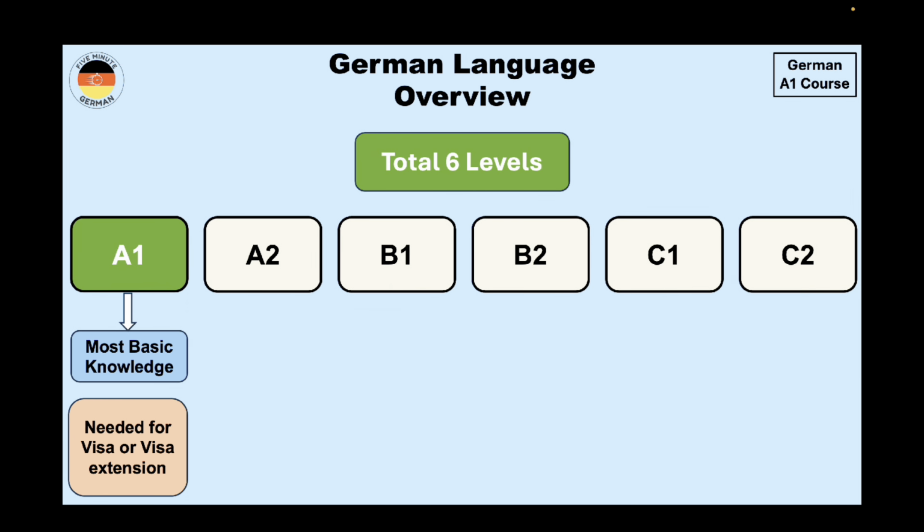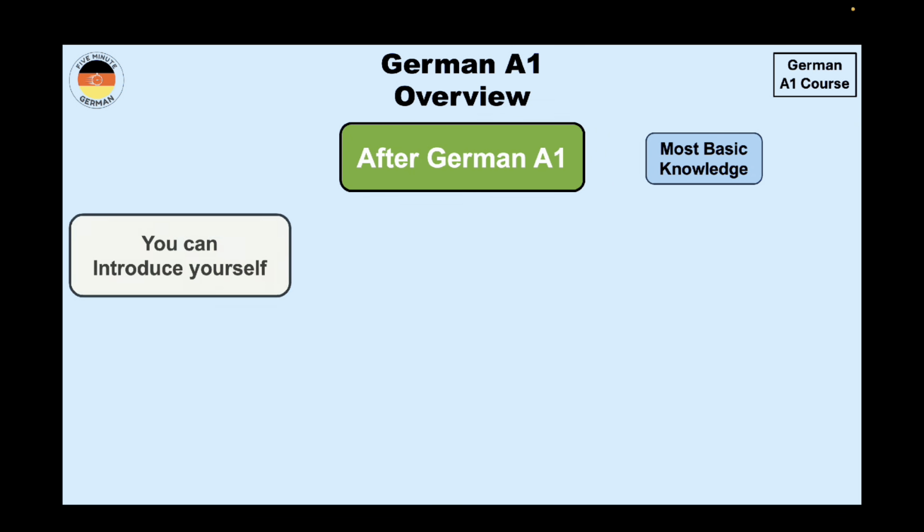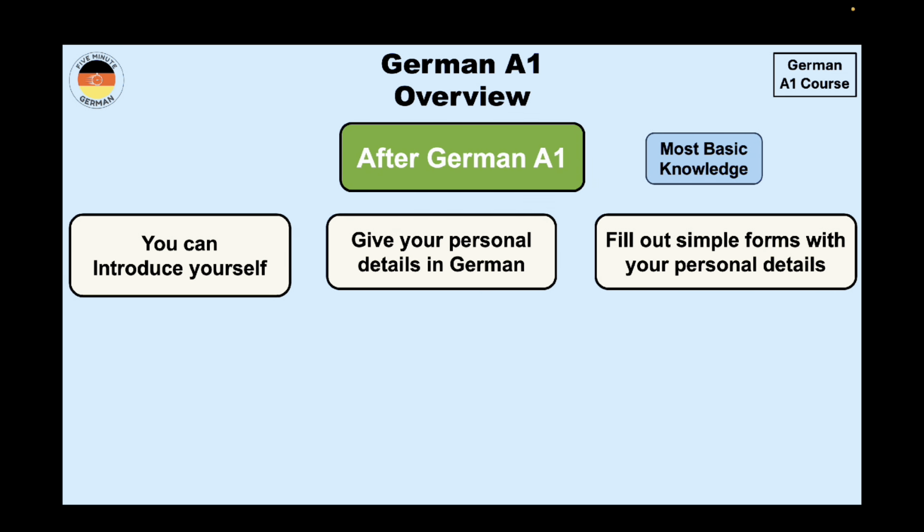So we will focus on A1 and see what is the content of A1 and how much German you will be able to understand and speak after completing the A1 level. So after completing German A1, you will be able to introduce yourself in German. You should be able to give your personal details in German, for example, where you live. You will be able to fill out simple forms with your personal details. For example, if there's a form where you have to fill out your name, date of birth, address, and so on, you will be able to do that.